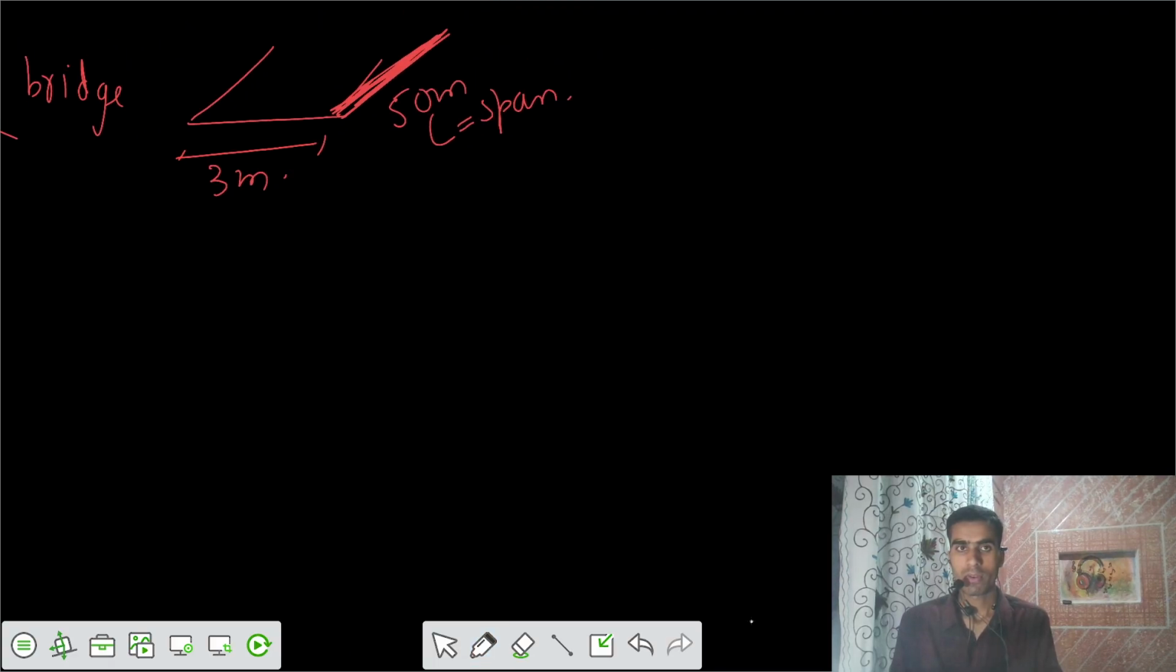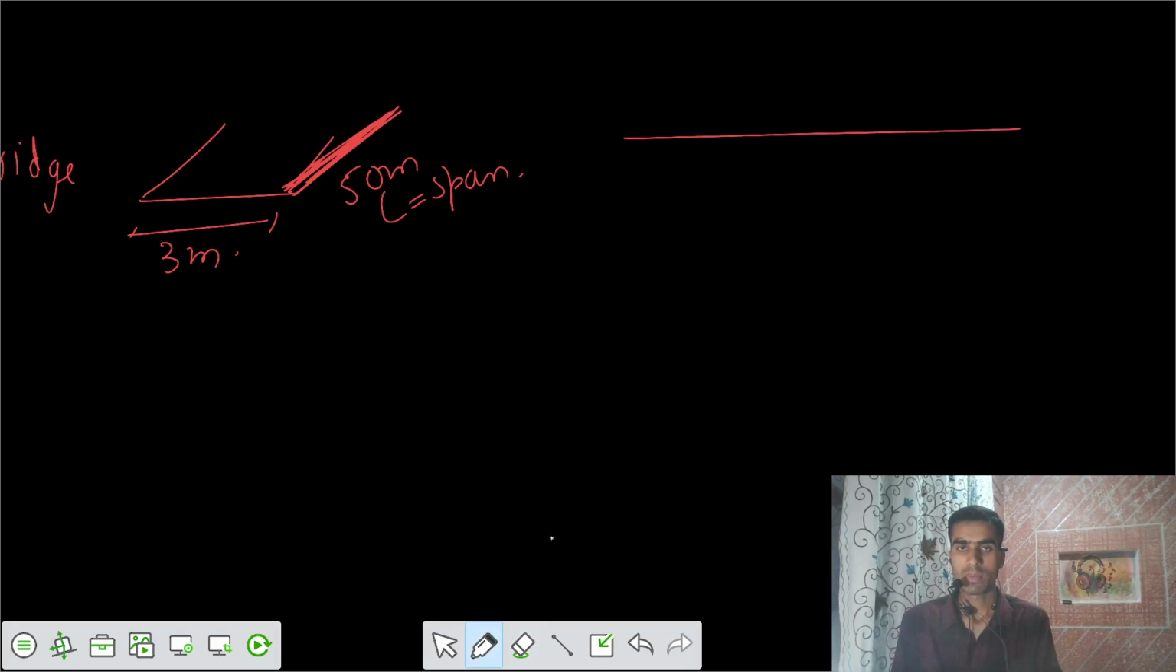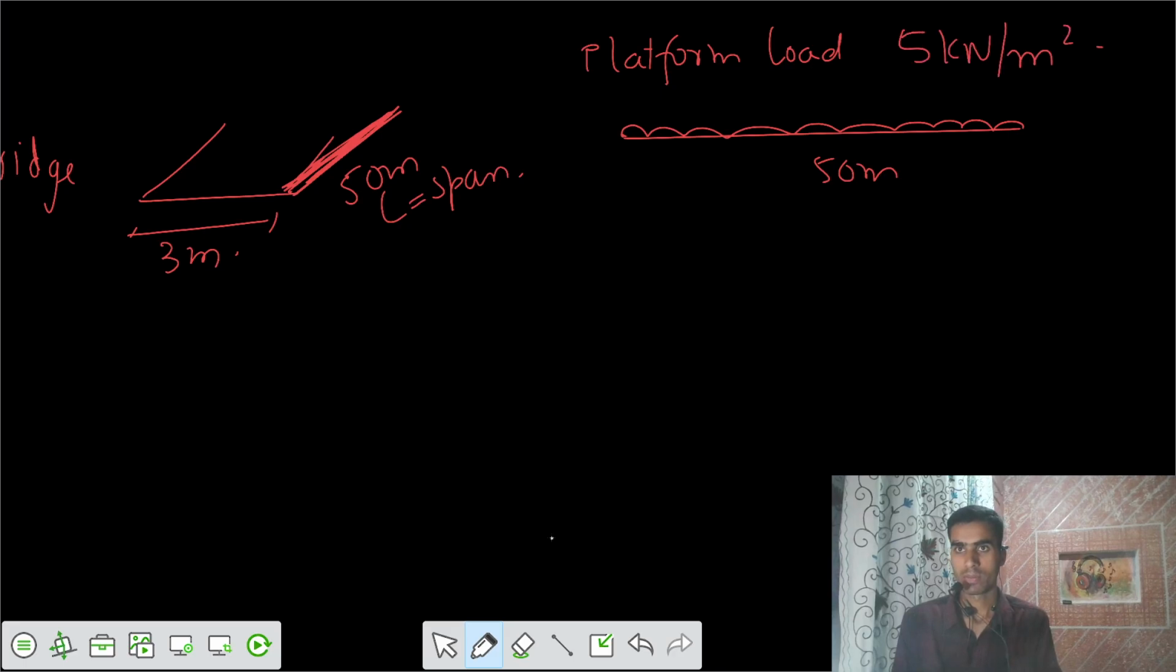Now if I think of that, I would say there is some horizontal length on which there is some UDL for the length of 50 meter. There might be some intensity. It's saying that we have a platform load of 5 kilonewton per meter square.